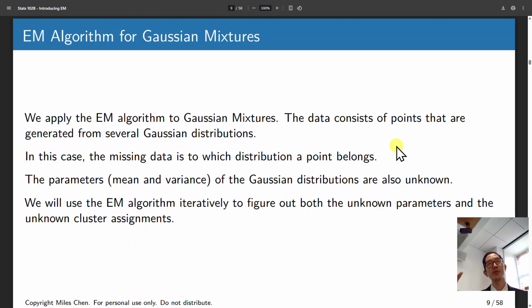If we're dealing with multivariate, we might have an x and y coordinate of our point, or an x1, x2 coordinate. And then we also have whether it came from distribution A, B, or C. The parameters of these Gaussian distributions are also unknown to us. We don't know the mean and variance. So we're going to use this EM algorithm to iteratively figure out the unknown parameters of our Gaussian distributions, as well as the unknown cluster assignments.